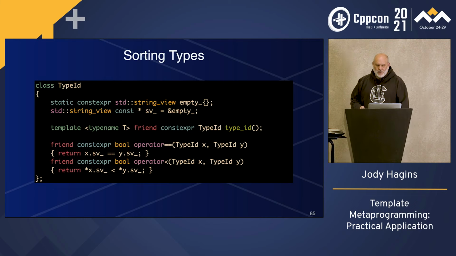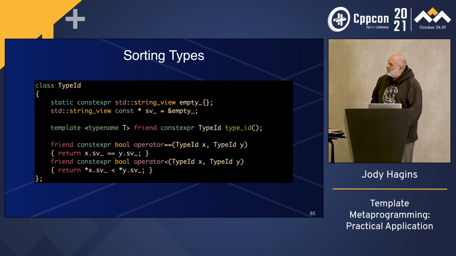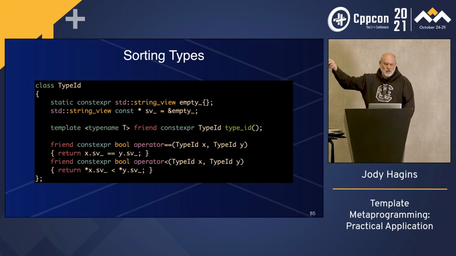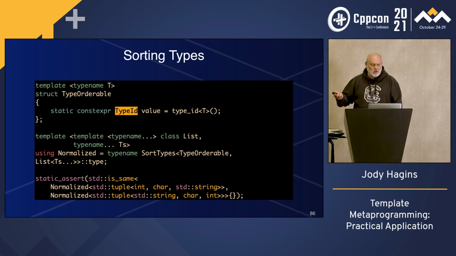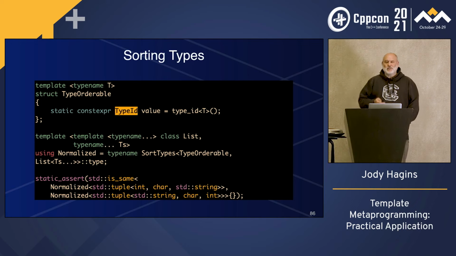If you want to sort types here, I've got to run here quickly. So this is how you could do it generally. This is a type ID that gives a unique number, a unique value for a type using that string, right? That string view. So they're comparable. And so I give my type comparable or type orderable, which is just the value of the type ID.